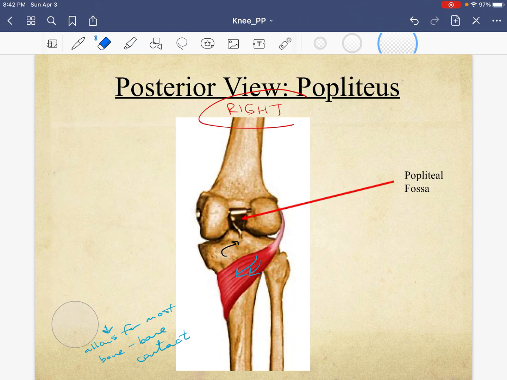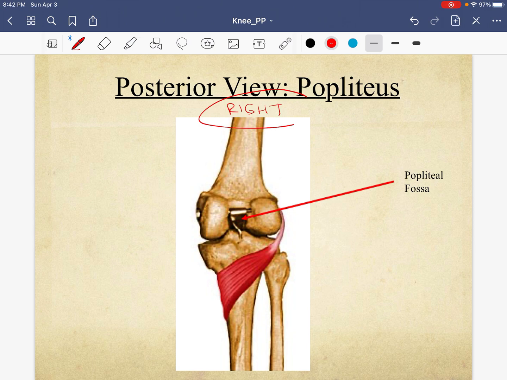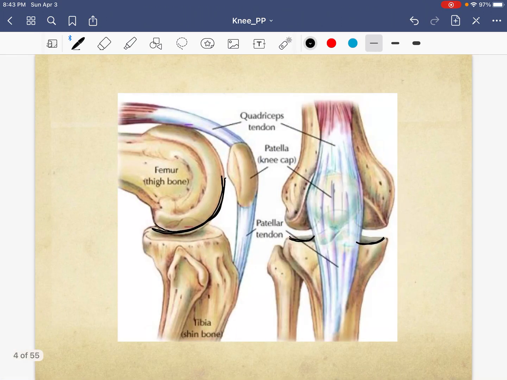So from the posterior view, we're able to see the popliteal fossa, and I have labeled that here for you. It's a fossa or depression or opening in the back. The function of that is to give space for nerves, arteries, veins, and lymphatics. So basically, you have a big bundle of nerves that come down. We got a bundle of arteries, a bundle of veins, a bundle of nerves. So that space is to allow the nerves, arteries, veins, and lymphatics to pass through.